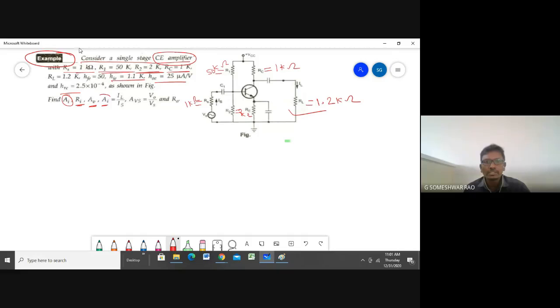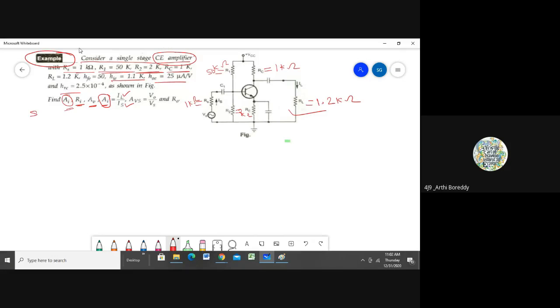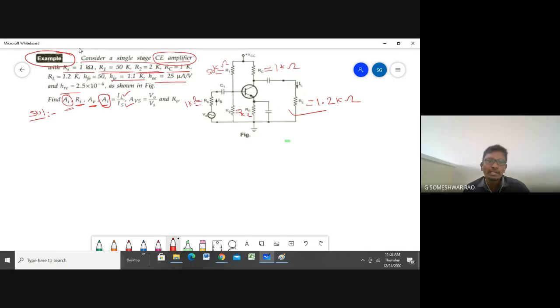Once again, AI is asked. But according to the definition, if you observe, it is IL by IS. So the current gain is IL by IS. Is it the normal current gain or the source current into consideration? Source, very good. AI means output current by input current. But if AI is defined with IL by IS, then it has to be the source current, and it has to be read as AIS. Are you following, sir? Next, AVS and Ro we need to calculate. Let us calculate the first one.